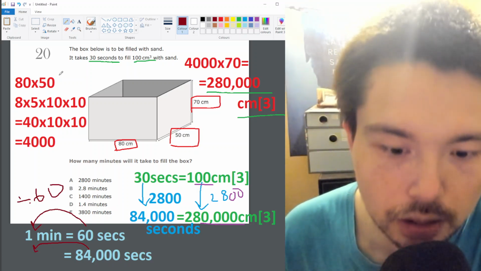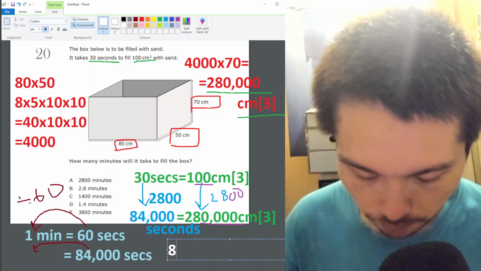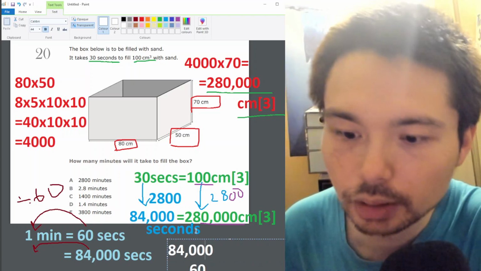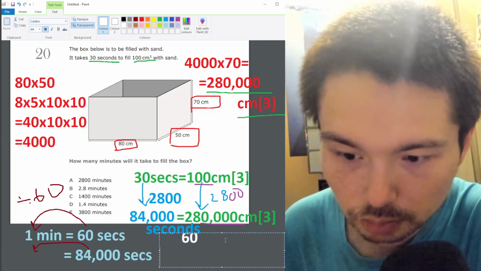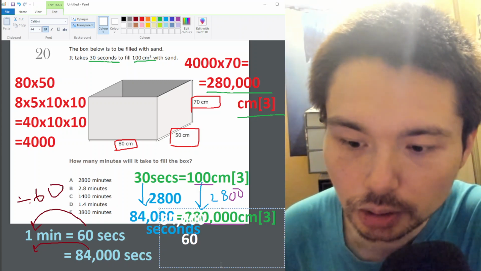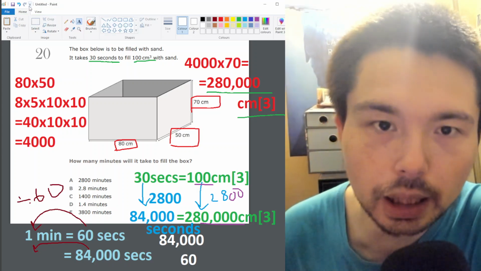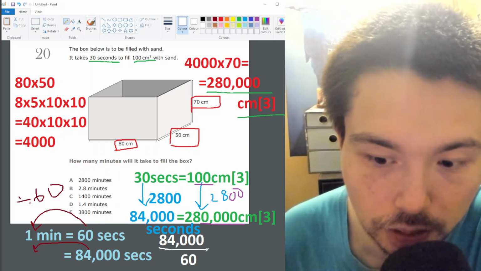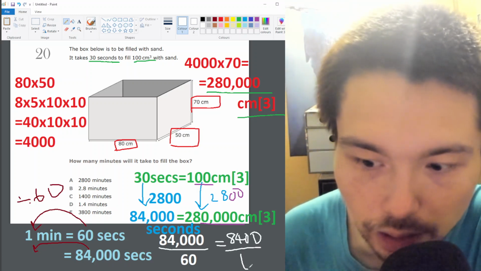That's the brown arrow. How do we do 84,000 divide 60? We can write as a fraction. We're good. 84,000 divide 60. Let me put that up top here. Can you see top and bottom? They both have a 0. So really, this is just 8400 divide 6, and then we're good.